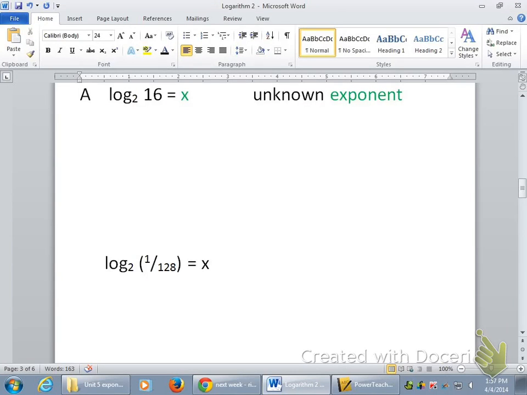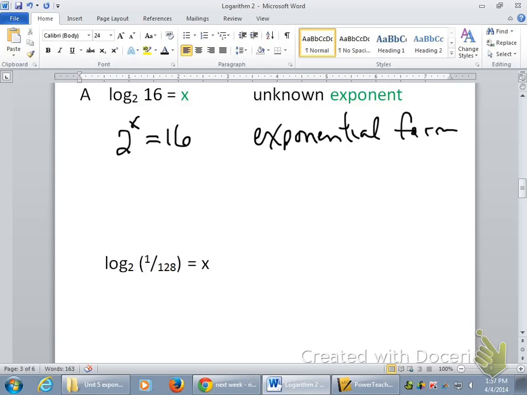If we've got a situation where we don't know the exponent, then what we want to do is just rewrite this in exponential form. Okay, so how would I rewrite this in exponential form? 2 to the x power equals 16.